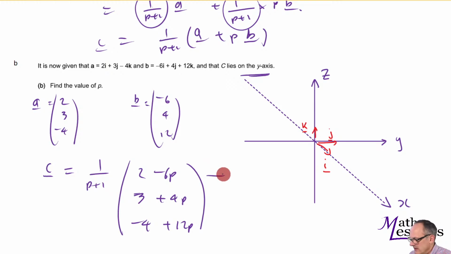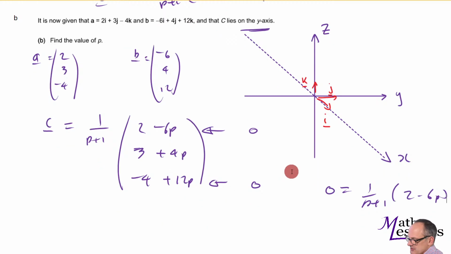Now we know that the component in the x direction is 0, and we also know the component in the z direction is 0. So we can solve either of these equals 0. What I've done previously is write that 0 is equal to 1 over P plus 1 times 2 minus 6P and solve it for x. But actually, what I should have realised is that 1 over P plus 1 is the denominator of my fraction. For a fraction to be equal to 0, it's just the top half that has to equal 0, the 2 minus 6P. So all I need to realise is 2 minus 6P equals 0, and life is easy.